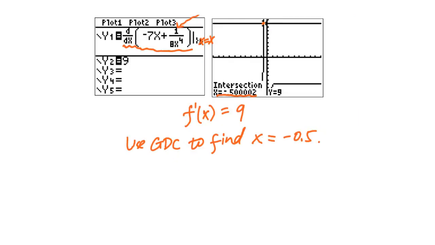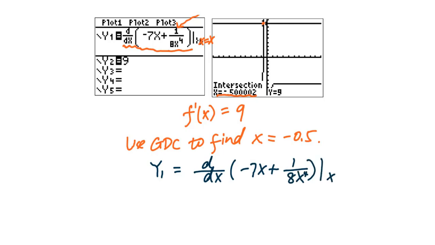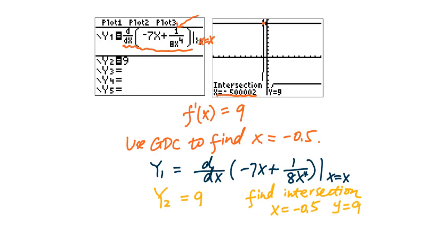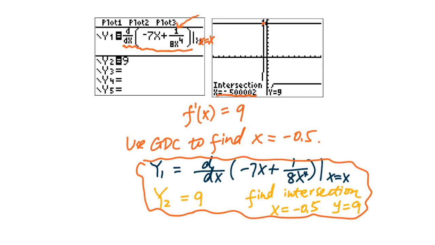If you want to show how you put it into your graphing calculator, you can write down the y1 like this: negative 7 plus 1 over 8 x to the fourth power, x equals to x. Then y2 you put equals 9. Then find the intersection. That is x equals negative 0.5 and y equals 9. This is how you show your work on the IB exam.